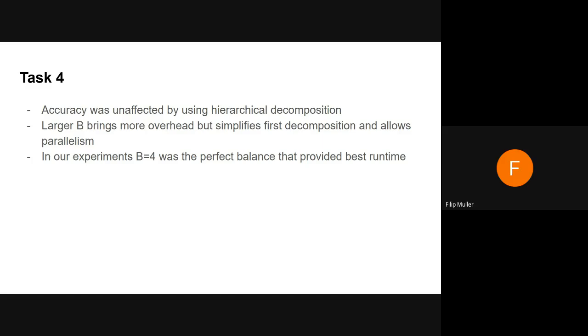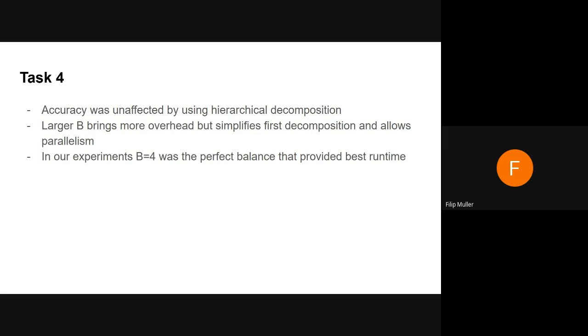Okay, so I will take over with task 4, which was the hierarchical decomposition. For this one, we selected Householder to be the base because it is the most numerically stable. And the results were good. The accuracy was not affected. It was pretty much the same as with the normal decomposition, and there were no big differences based on the block size either. It was all around 10 to the power of minus 12 or minus 13. I will have a plot for this later.